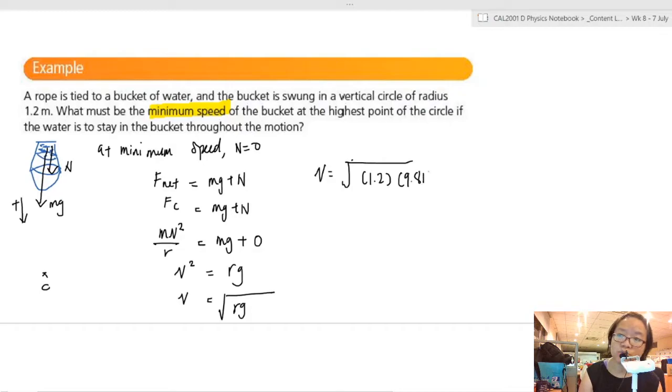So once again, you will notice that the minimum speed is not dependent on how much water you put in the container. It just depends on the radius of the circle. The bigger the circle, the faster you have to run, or faster you have to turn.